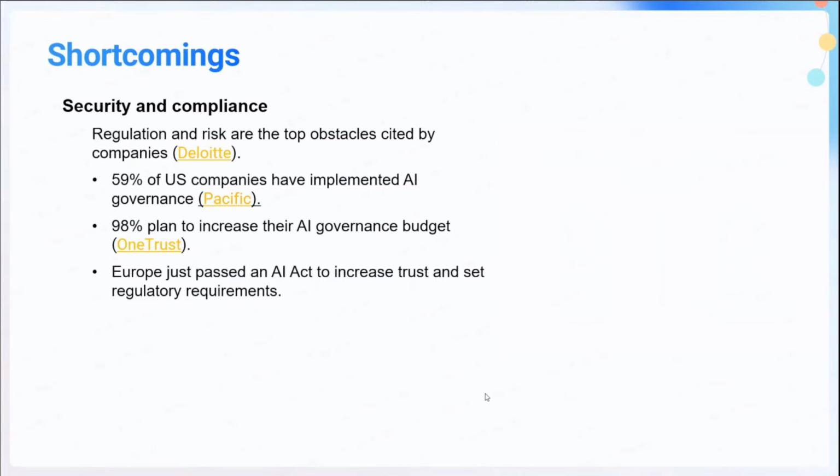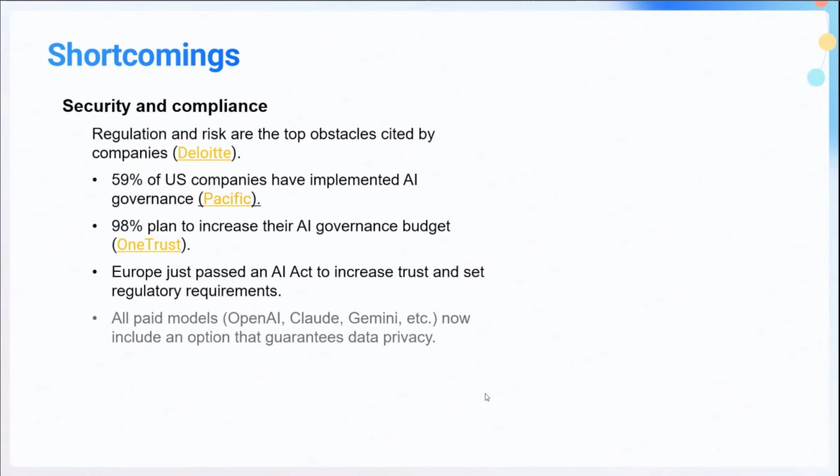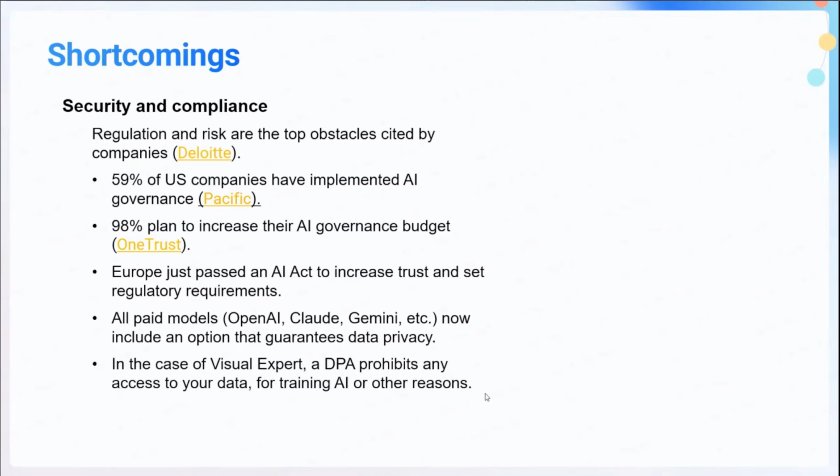In Europe, they just passed an AI Act to increase trust and set the corresponding regulatory requirements. And all paid models with all providers can now guarantee data confidentiality by contract. In the case of Visual Expert, same story: we have a DPA in place that prohibits any access to your data or your extract of code, whether it's for training AI or any other reason.